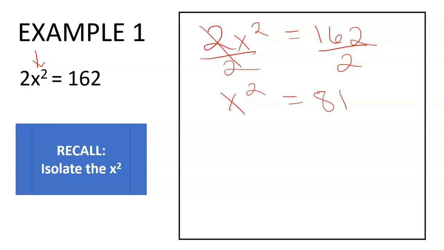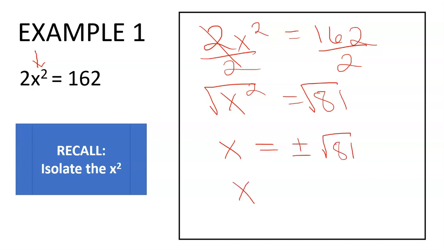Then we're going to use that concept of taking the square root of a squared, because if you take the square root of a square, and we're going to do that on both sides, it actually cancels out the squared. So now I'm left with positive and negative square root of 81. And that is one of our perfect squares. So my final answer is x is equal to positive 9 and x is equal to negative 9.